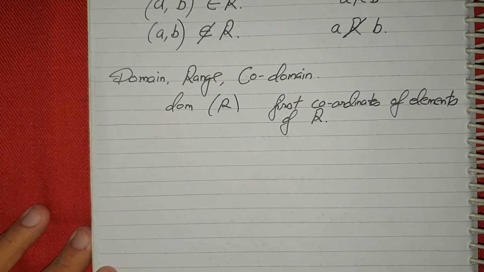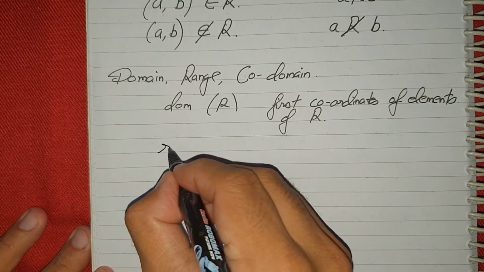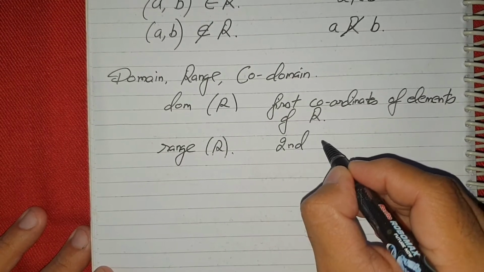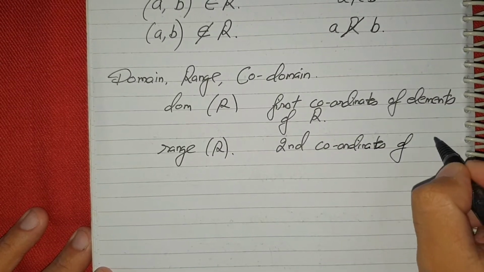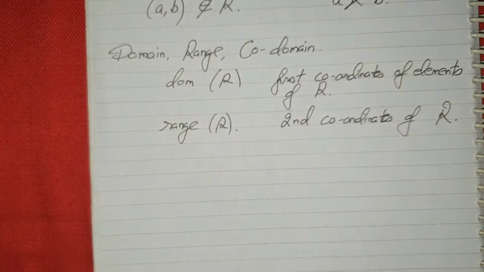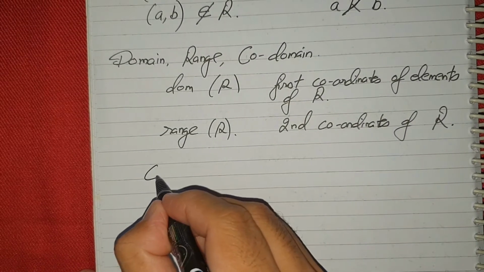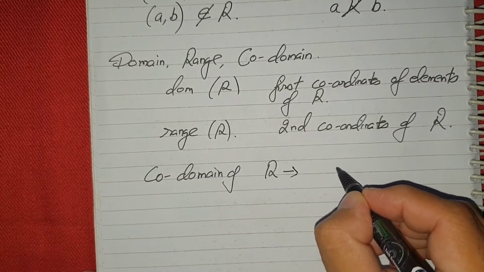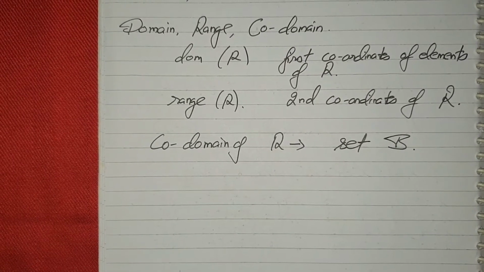Now the set of all second coordinates of elements of R is called the range of R and is denoted as range of R. So that will be the second coordinates of elements of R. Now what is the codomain? Codomain is the set B. So codomain of R will be the set B.